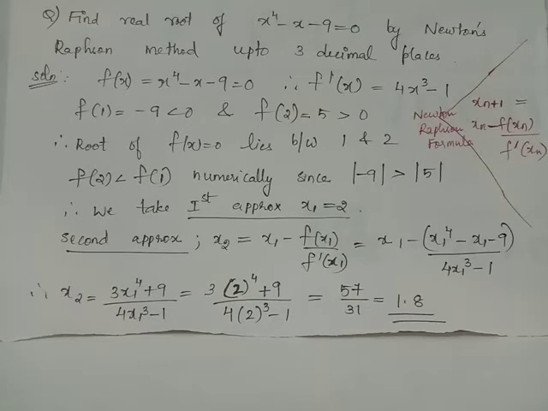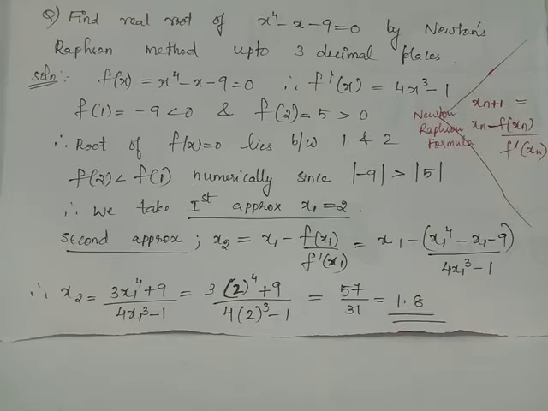Find the real root of x raised to 4 minus x minus 9 equals 0 by Newton-Raphson method up to 3 decimal places. Let us consider f of x equals x raised to 4 minus x minus 9. We have the derivative of f of x, f dash of x, equals 4x cube minus 1.